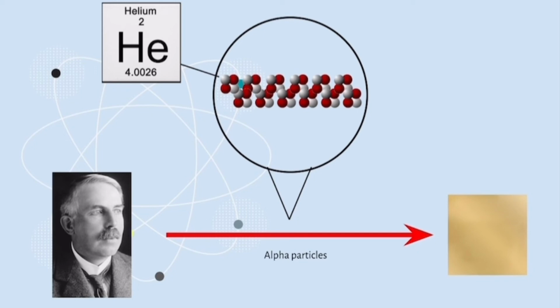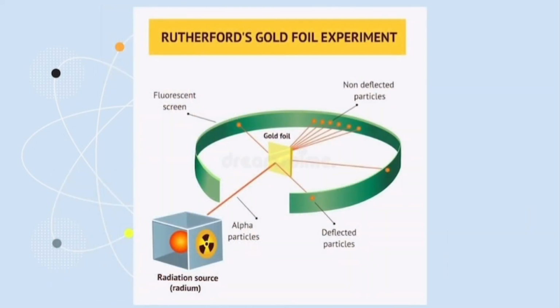In this case, Rutherford placed a sample of radium, a radioactive metal, inside a lead box with a small pinhole in it. A thin beam of alpha particles escaped out of the pinhole in the direction of the gold foil, which was surrounded by a detector screen that would flash when hit with an alpha particle.